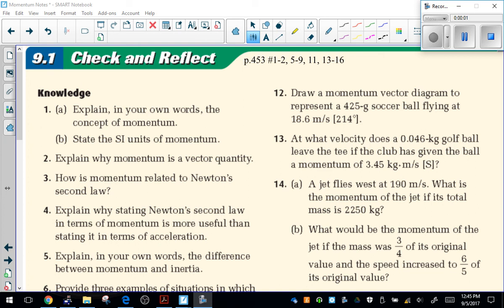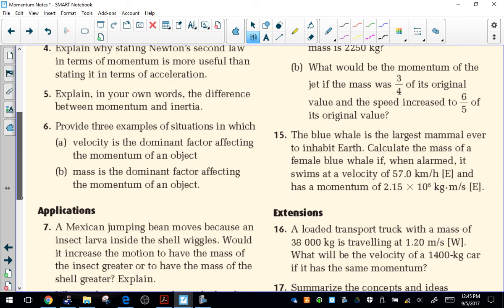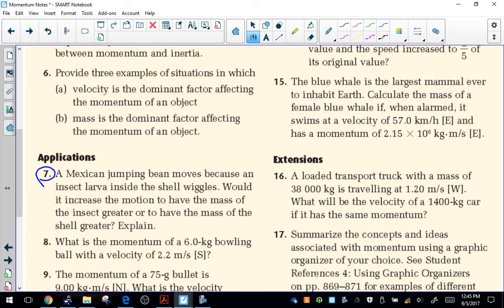We had some homework last night, page 453, 1 to 2, 5 to 9, and question 11. I want to take a look at question number 7 right now, a great question, which says a Mexican jumping bean moves because an insect larva inside the shell wiggles.